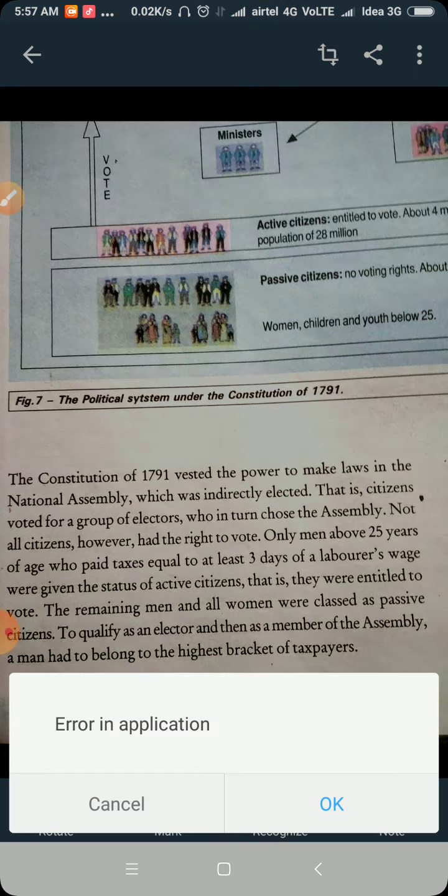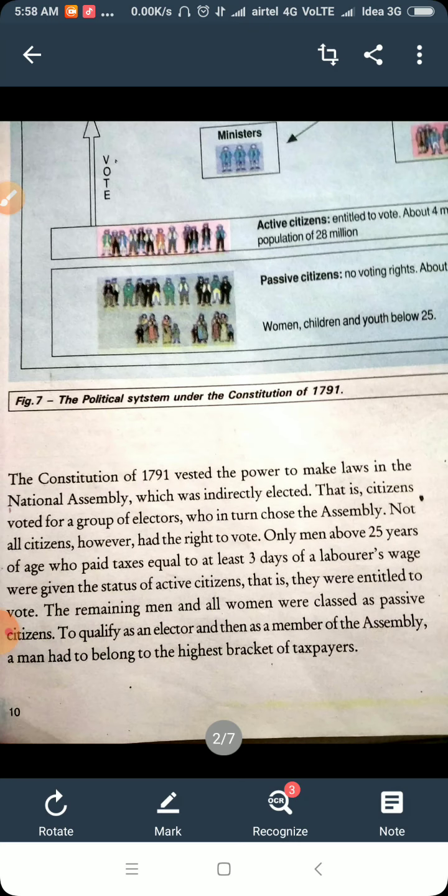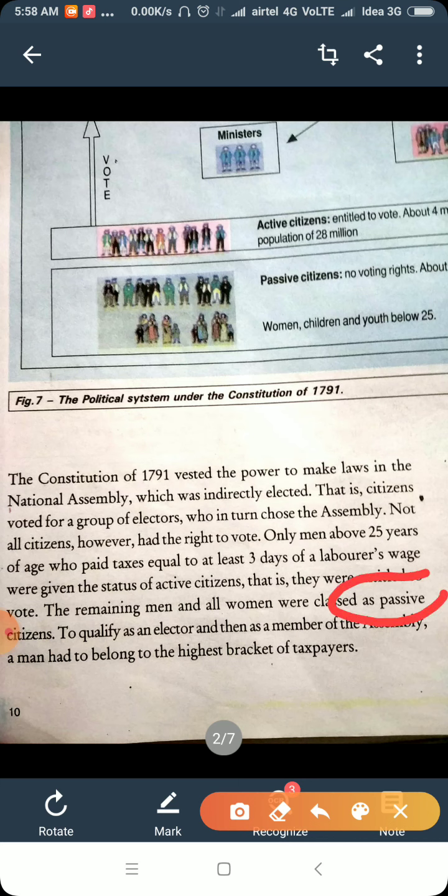The remaining men and all women were classed as passive citizens. Now, active and passive you understand easily. Passive means they did not have any right to vote, they were not counted as citizens. So now we'll see in the next segment of the chapter the passive citizens. Because of that, the women of the country raised their voice and agitated. How can they be called passive citizens? If any citizen of the country is called passive, definitely they will raise their voice.